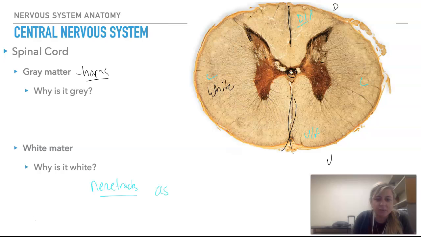So we have ascending tracts that move upward, and they're going to be taking sensory information towards the brain. And they typically are going to be concentrated in the dorsal area of the spinal cord. Now we're also going to have descending tracts in the white matter. And if ascending is bringing sensory towards the brain, then descending is going to be taking that motor information out. There's going to be some in the ventral area and also some in the lateral area that we'll take a look at.